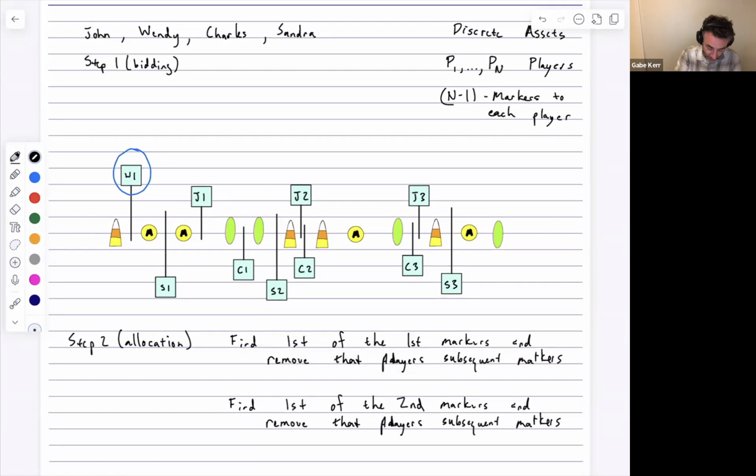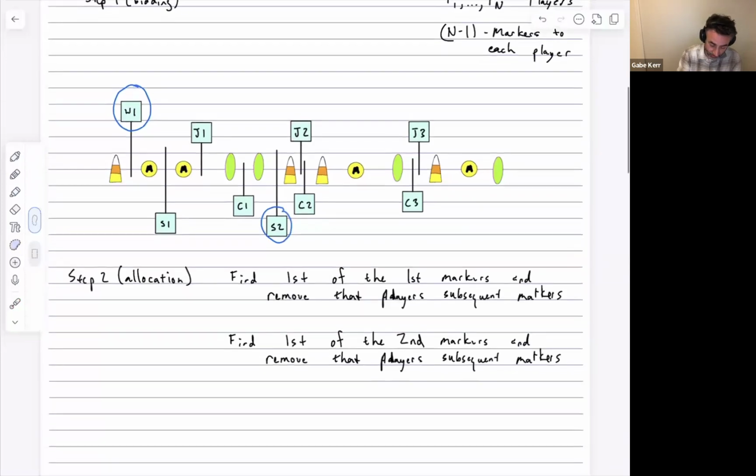So where are the second markers? The second markers are Sandra's, Charles's, and John's. And the first reading left to right of the second markers is Sandra's. So I found Sandra's. That's the winner. Sandra has the first of the second markers. And I will again remove Sandra's subsequent markers. And there's just this one. I'll delete that.